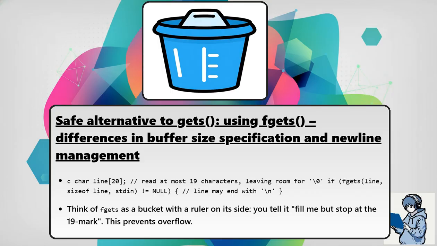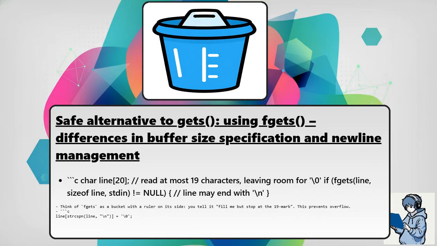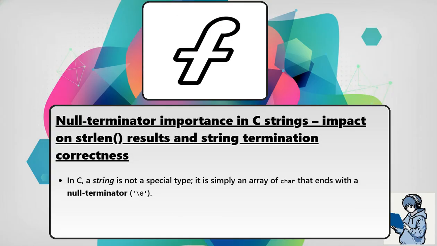This prevents overflow. After reading, you often remove the trailing newline with line[strcspn(line, "\n")] = \0; so that later functions like puts behave as expected. In C, a string is not a special type. It is simply an array of char that ends with a null terminator \0.